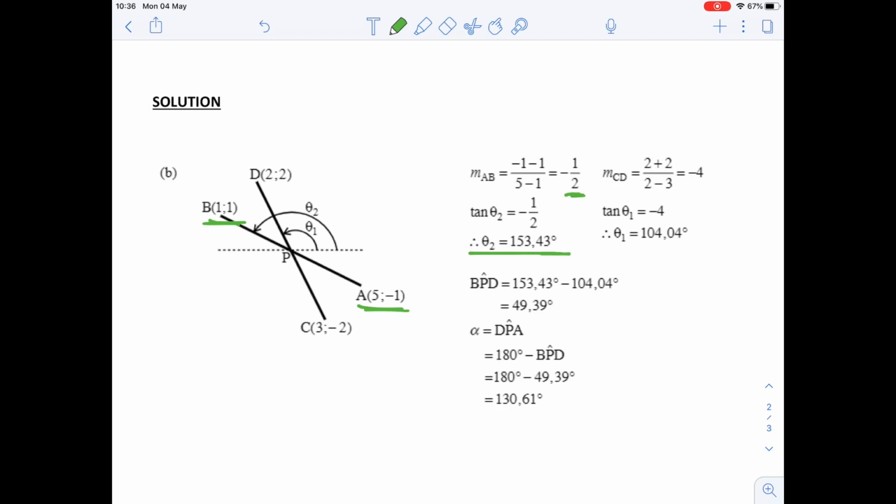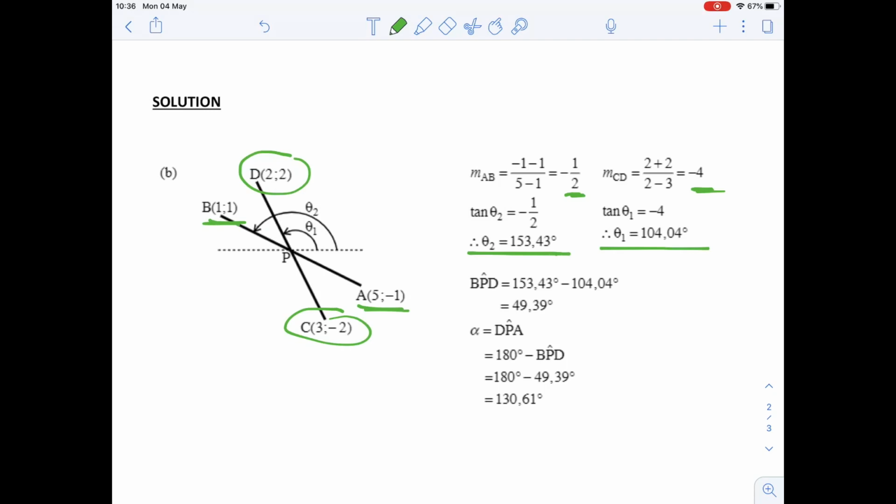And because it's bigger than 90, it's going to be 180 degrees minus the acute angle, and we get 153.43 degrees. Then we move on to line CD, and we have D 2, C 3 minus 2. So my gradient there works out to be -4. And the angle will be shift tan 4, and we end up getting 104.04 degrees.